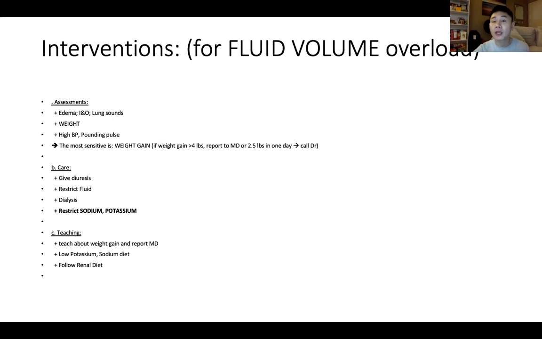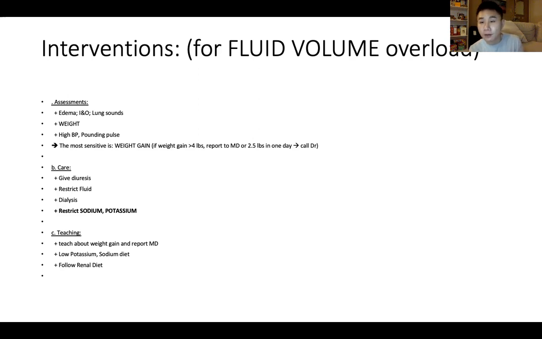So what are the interventions that we can do for someone who is in fluid volume overload? This includes assessment. We have to assess them for edema, swelling, and make sure that we measure their intake and output. Listen to the lung sounds for any crackle sounds, to assess for fluid in the lungs. We also have to weigh them. Weight is so important to know, because if they gain more than 4 pounds in a short period of time, or 2.5 pounds in one day, we have to call the doctor immediately. That's the thing that you guys have to remember. And also we have to measure their blood pressure, because their blood pressure might be high because of the retention of water, and their pulse might be pounding because of the increased volume in the blood.